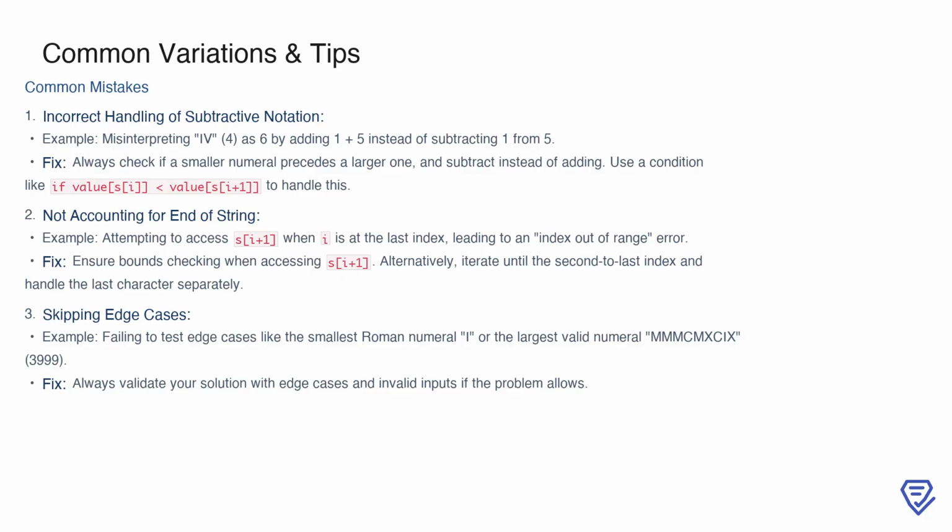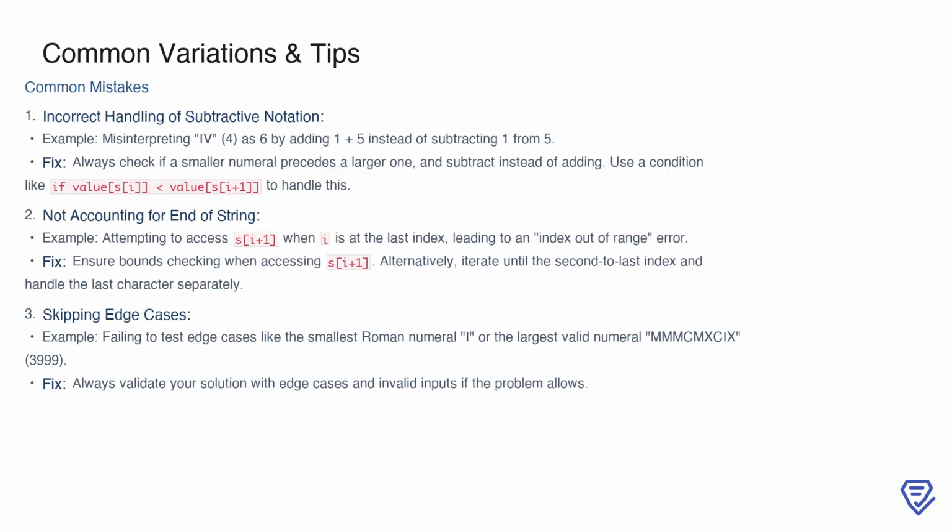When working with Roman numerals, there are a few common mistakes to watch out for. One of the most frequent errors involves incorrect handling of subtractive notation. For example, the numeral IV represents 4, but if you mistakenly interpret it as 6 by adding 1 and 5 instead of subtracting 1 from 5, the result will be wrong. To address this, you should check if a smaller numeral precedes a larger one and subtract their values instead of adding them. A simple condition like if value of s[i] is less than value of s[i+1] can help you handle this properly.